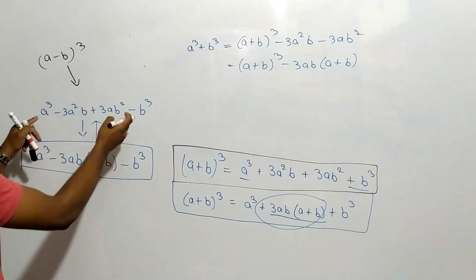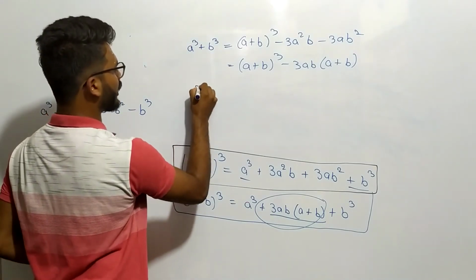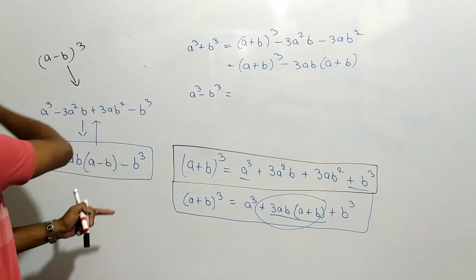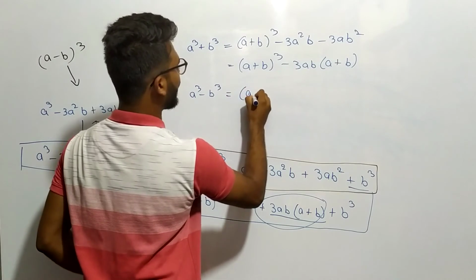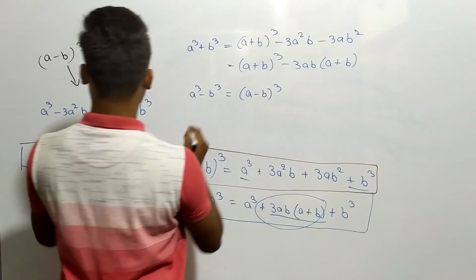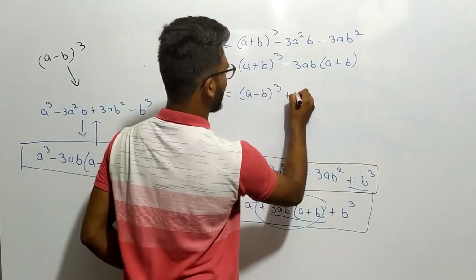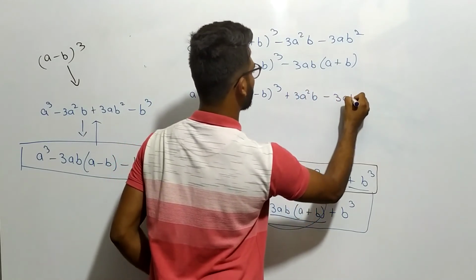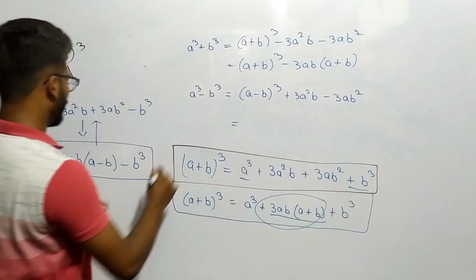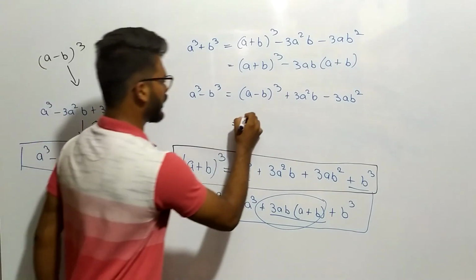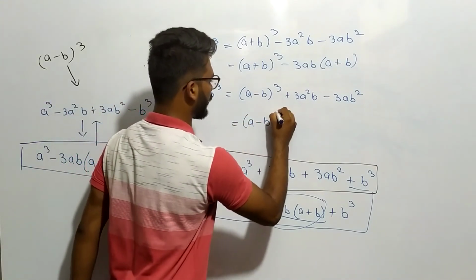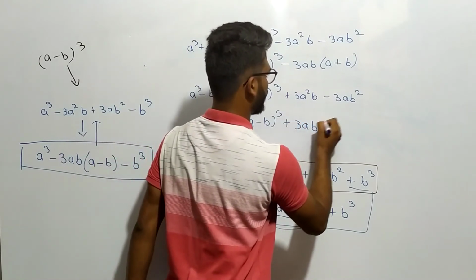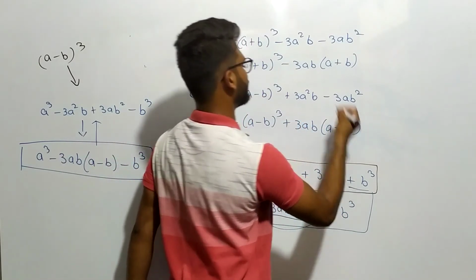What about a cube minus b cube? If you want a cube minus b cube, what do we have to do? We have to send this to the other side. (a minus b) whole cube will become plus 3a square b minus 3ab square. Or from this, what will we get? (a minus b) whole cube plus 3ab into (a minus b).